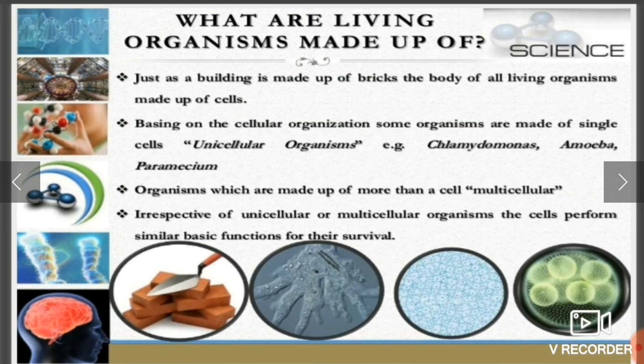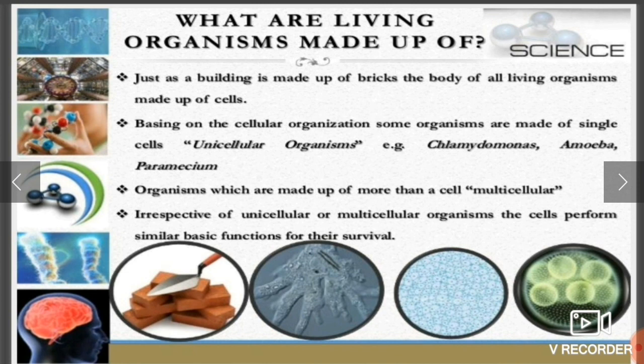Okay, so now we'll see what living organisms are made of. Before that, I want to say an important point: a group of cells makes a tissue, a group of tissues makes an organ, and a group of organs makes an organ system. So step by step, each is built. Just as a building is made up of bricks, the bodies of all living organisms are made of cells. In cells, there are two types: unicellular organisms and multicellular organisms.